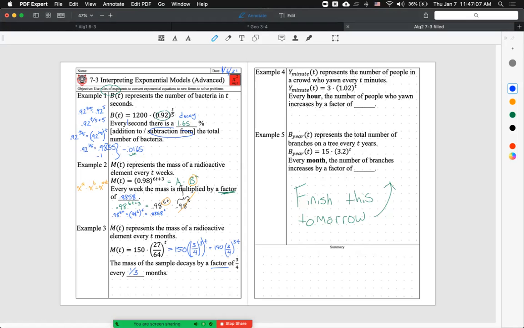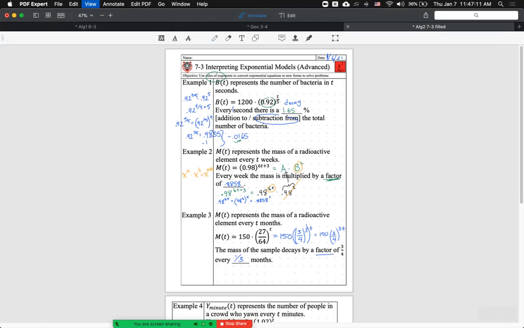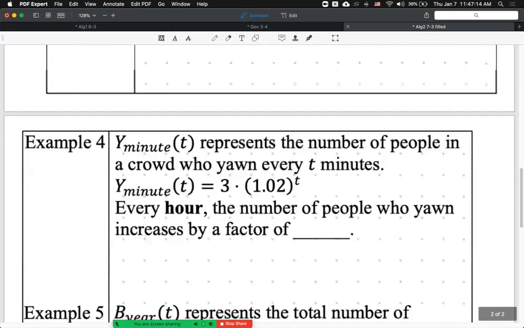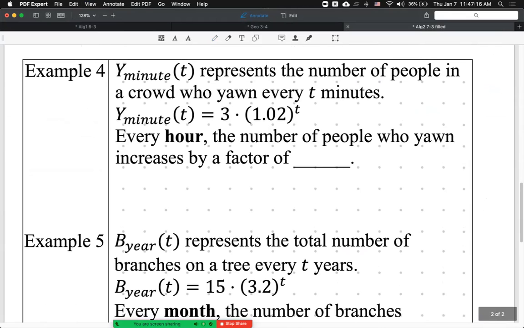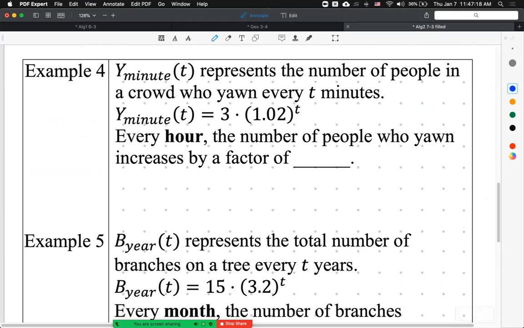Let me go ahead and grab that, delete, zoom in here. And there we are. Okay, so example number 4. These guys are a little bit easier than the previous 3 examples. I think I said that yesterday.